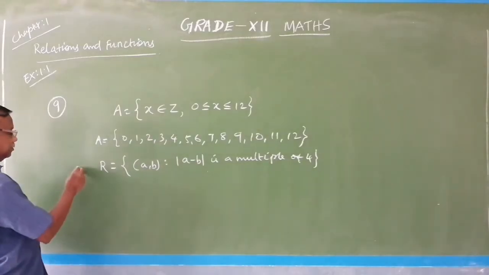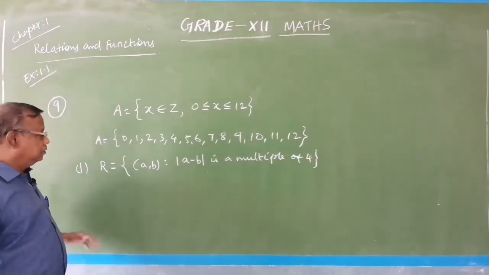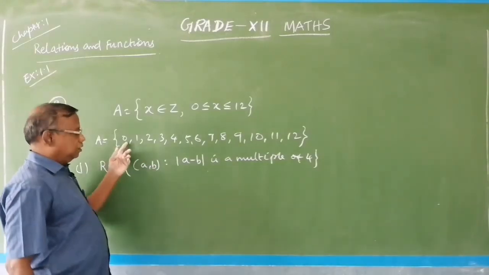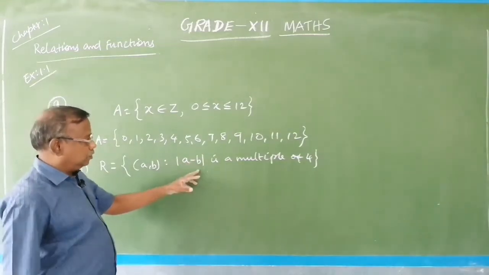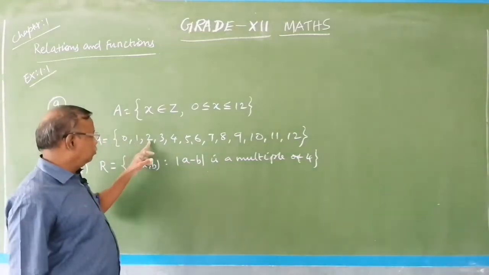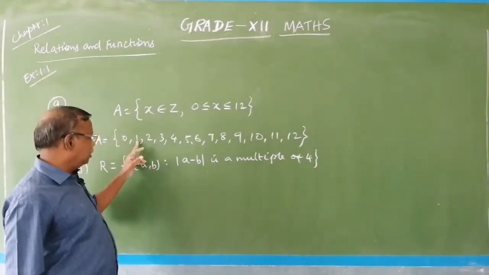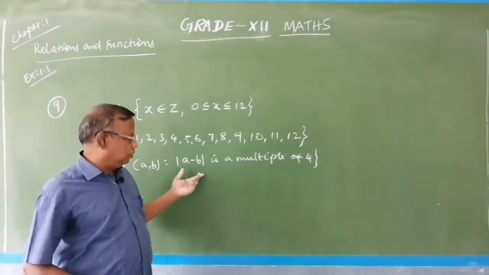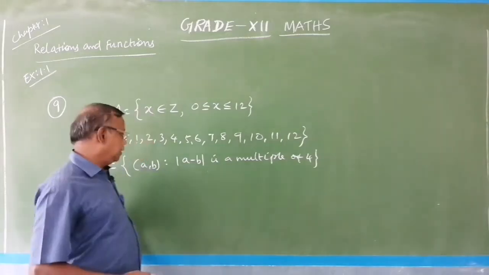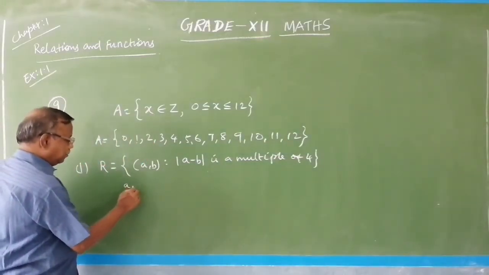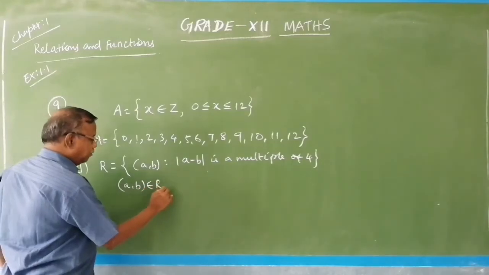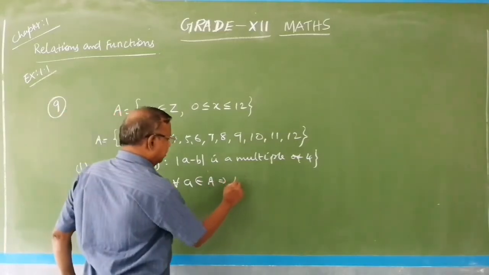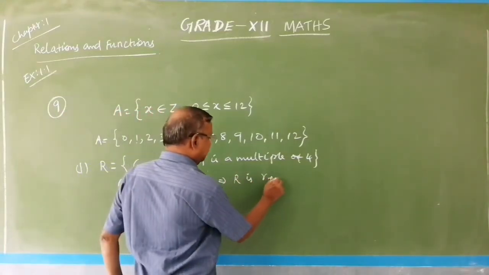So for the first one, we can clearly see 0 comma 0, 0 minus 0 is equal to 0, which is a multiple of 4. 1 minus 1, 2 minus 2. So 0 comma 0, 1 comma 1, 2 comma 2, 3 comma 3. Every element subtracted by itself equals 0, and 0 is a multiple of 4. Therefore A comma A belongs to R for every A belongs to A. Therefore R is reflexive.